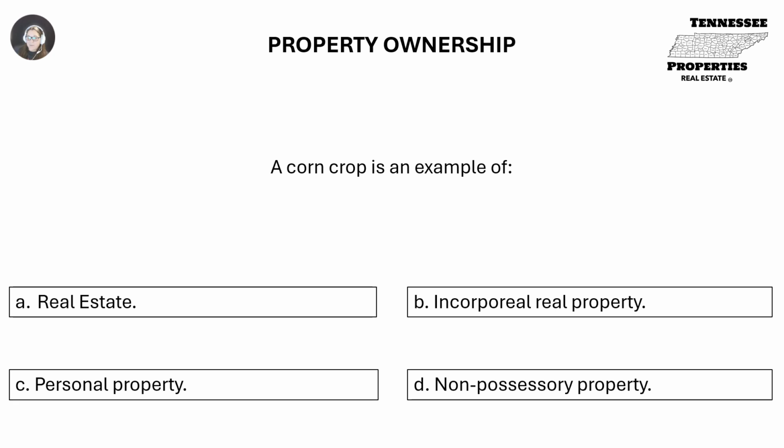A corn crop is an example of A. Real estate, B. Incorporeal property, C. Personal property, or D. Non-possessory property. C. Personal property.